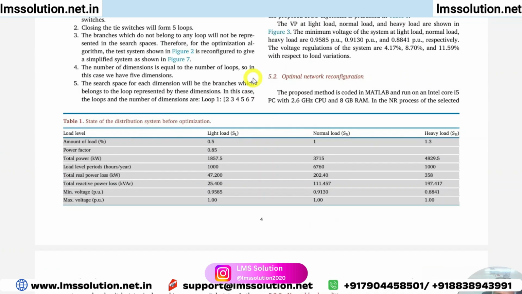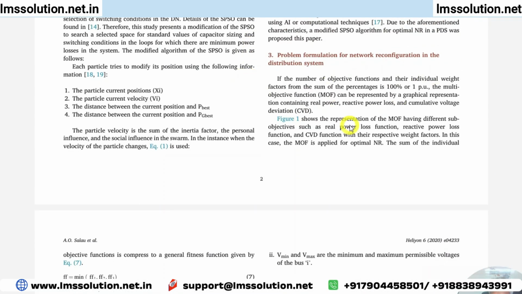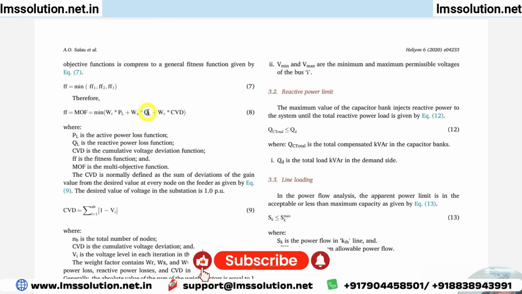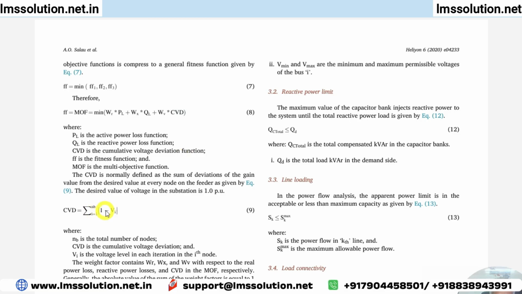For that they have some equations. Here you see they are formulating the objective function for network reconfiguration. This is the objective function considered for applying network reconfiguration to minimize the power loss as well as enhance the voltage profile. For that they are taking the real power loss, reactive power loss and CVD. CVD is nothing but voltage deviation. The deviation is calculated like this: 1 minus Vi, where Vi is the bus voltage at each bus in the 33 bus system. PL is the active power loss and QL is the reactive power loss.